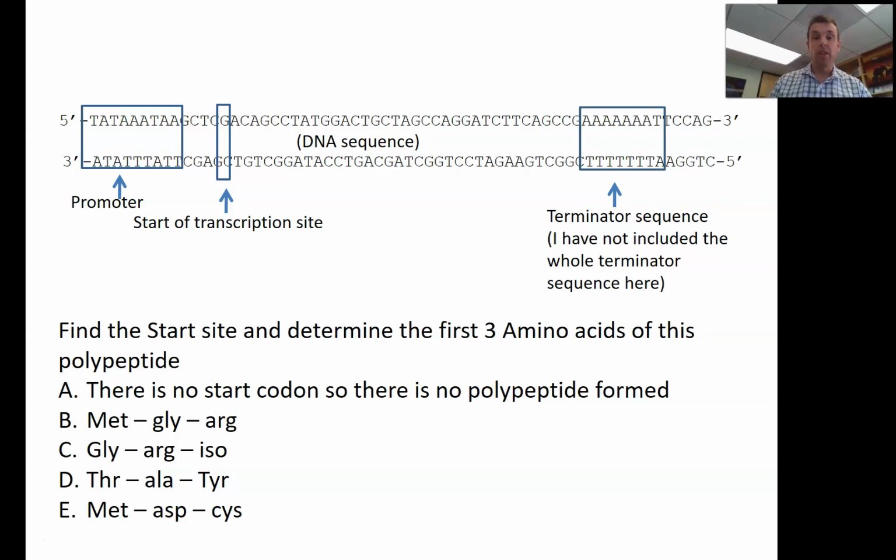Okay. So once again, what you really need to be able to do is figure out coding versus template strand, given the cues that we've given you, recognize the TATA box, recognize the terminator sequence, and then be able to give a sequence of mRNA if you know the template and/or coding strand of the DNA gene.